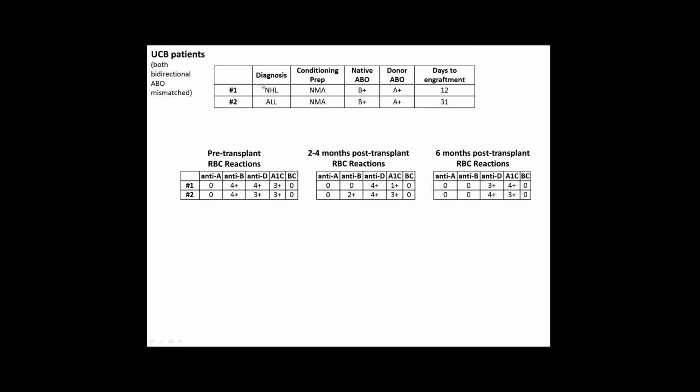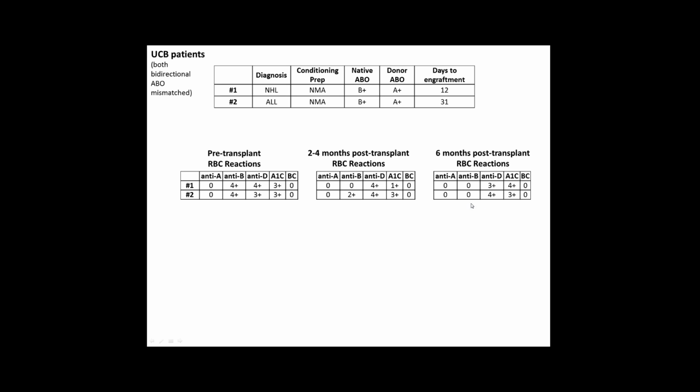Patient number 1 had a diagnosis of non-Hodgkin's lymphoma, received non-myeloablative conditioning, was a native B blood type, and received an O product. Both of these patients received bidirectional ABO mismatch transplants, and patient number 1 took 12 days to engraft. Patient number 2 had a diagnosis of ALL, was transplanted with an A product, and took 31 days to engraft. Their pre-transplant reactions are the same because they're both the same blood type. They're expressing the B antigen and expressing the anti-A antibody in their back type.